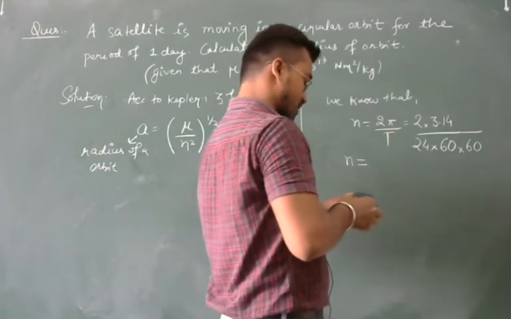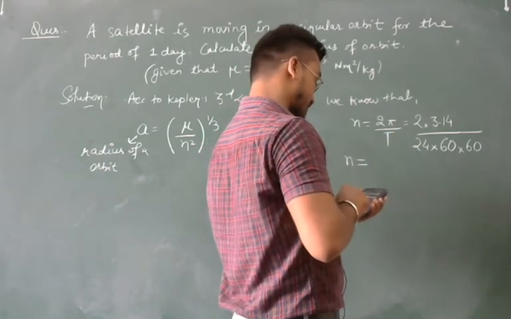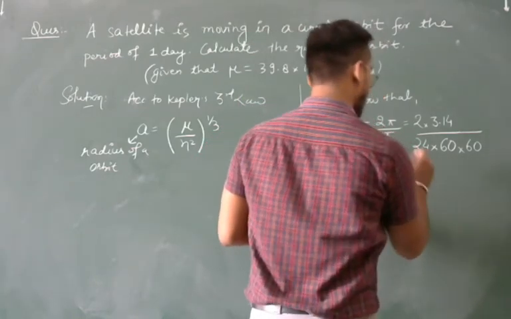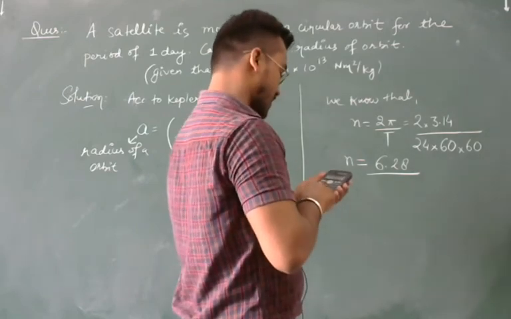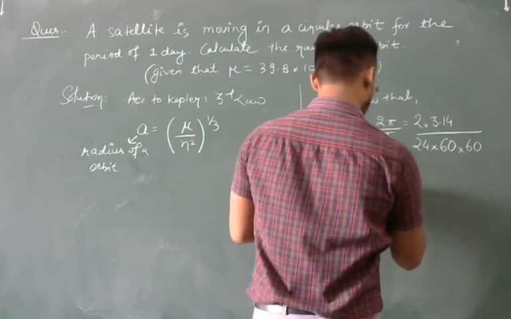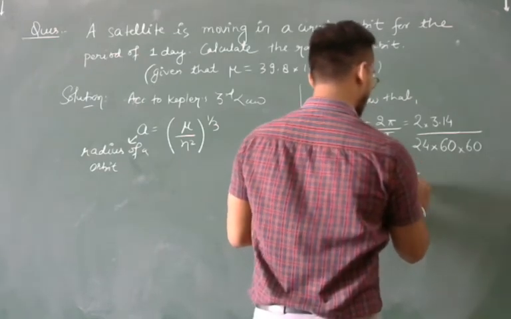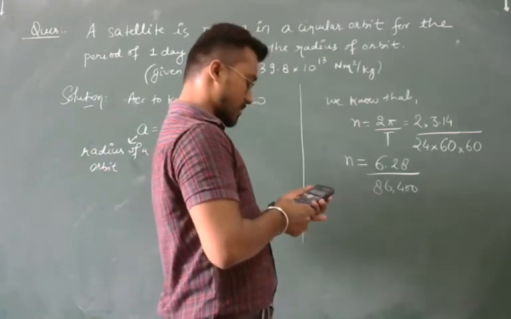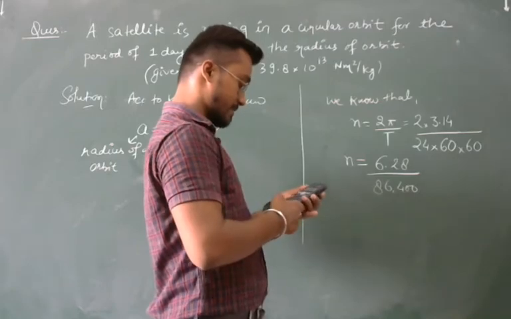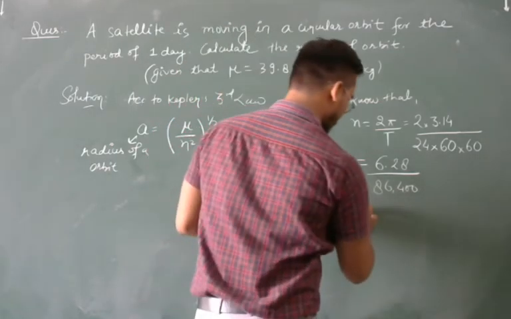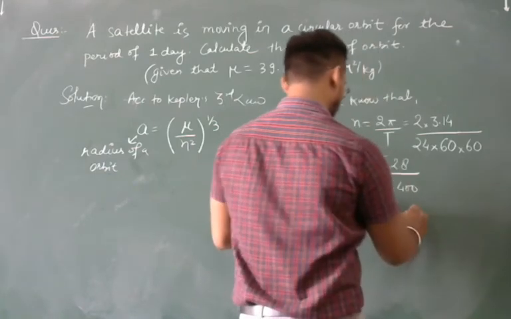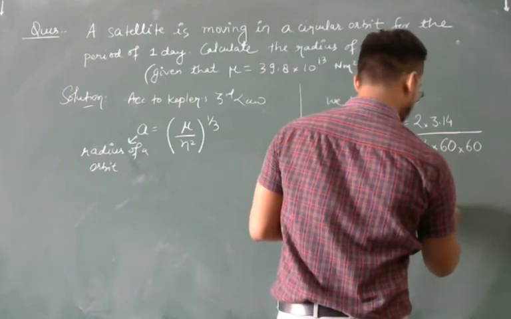So that's the value. Let me solve 2 into 3.14. That value is 6.28 upon 24 cross 60 cross 60. What is this value? 86,400. And when you divide 6.28 by 86,400, you have the value n is equal to 7.26 into 10 to the power minus 5 per second.